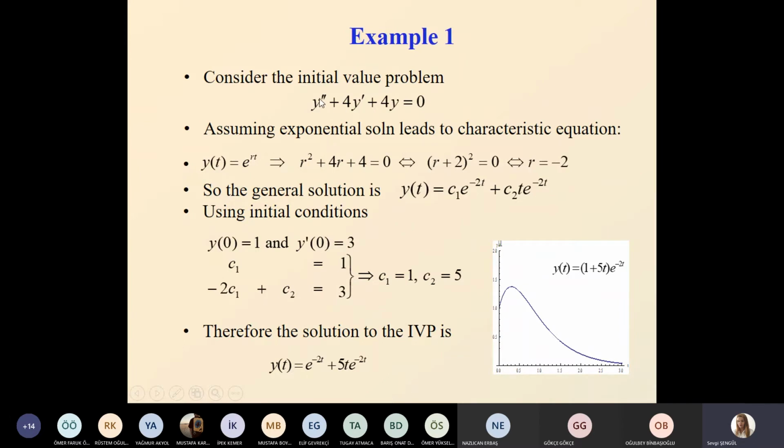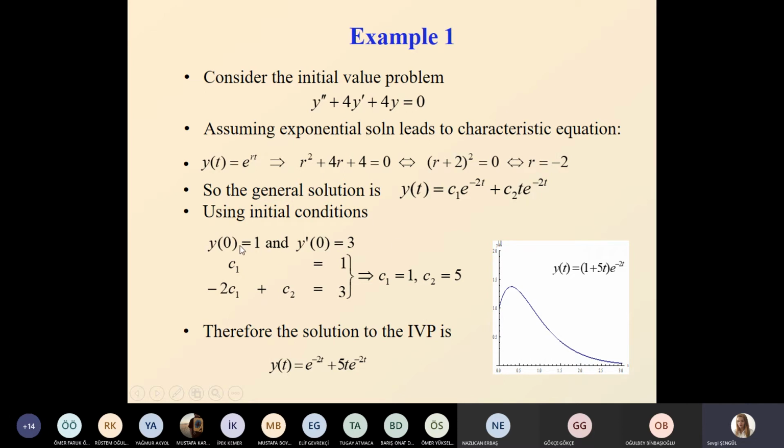Once you write the characteristic equation, this is r squared plus 4r plus 4 equals 0. And if you factor it out, you will see that this is the same as (r plus 2) squared. So you have r equals negative 2 as a repeated root. So one of the solutions will be e to the minus 2t, another one will be t times e to the minus 2t. And the general solution is going to be the linear combination of these two solutions.